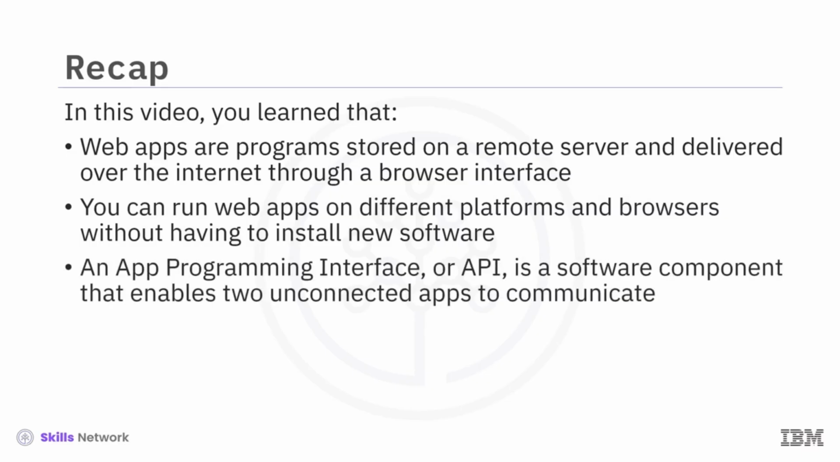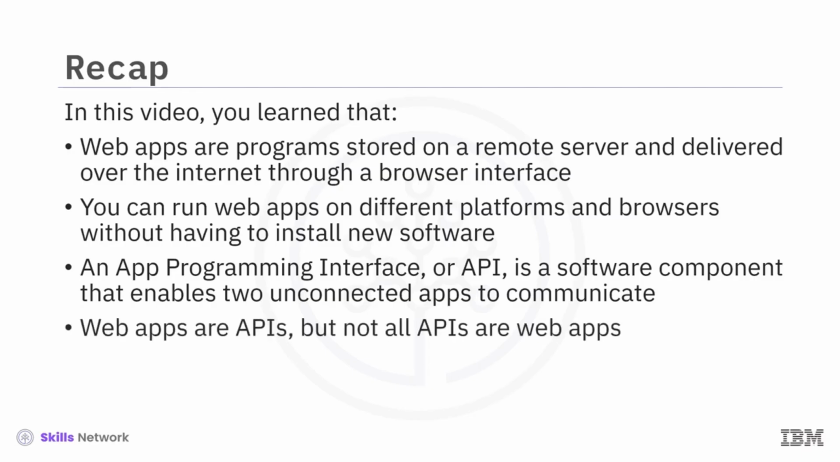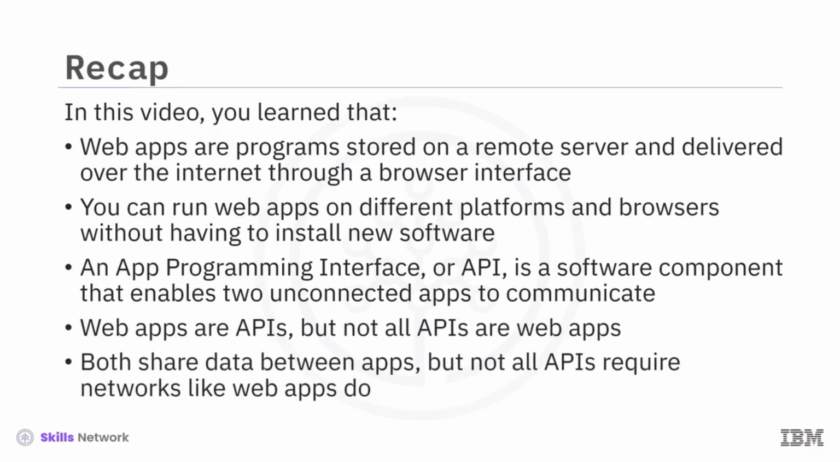An application programming interface, or API, is a software component that enables two unconnected apps to communicate. Web apps are APIs, but not all APIs are web apps. Both share data between apps, but not all APIs require networks like web apps do.